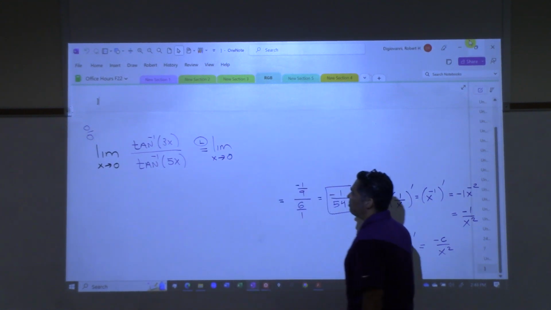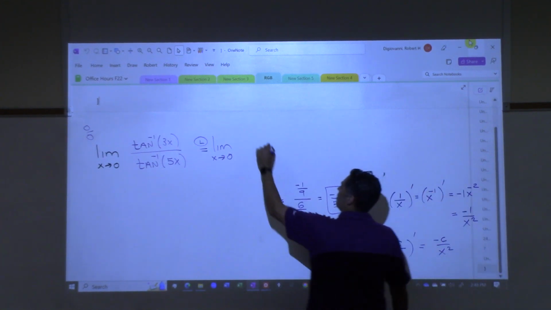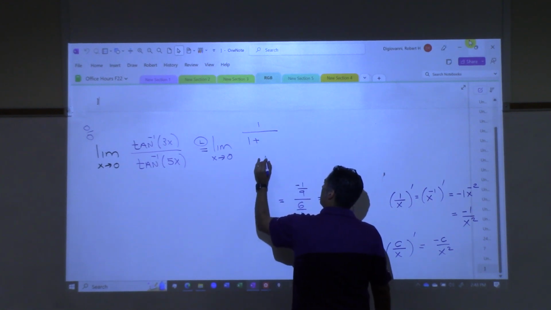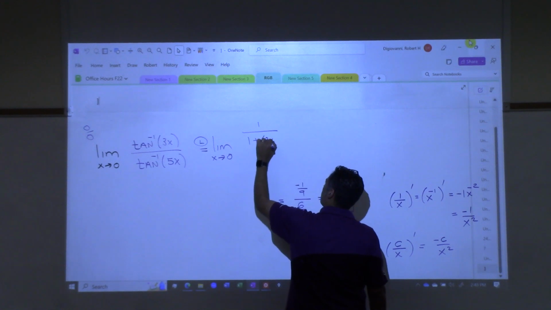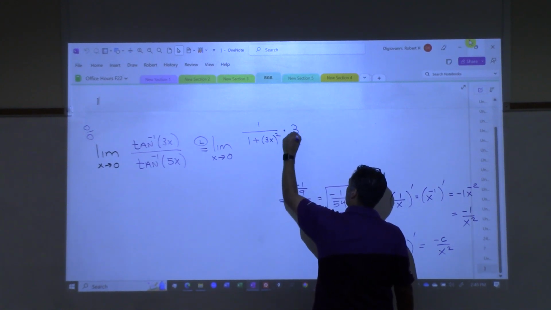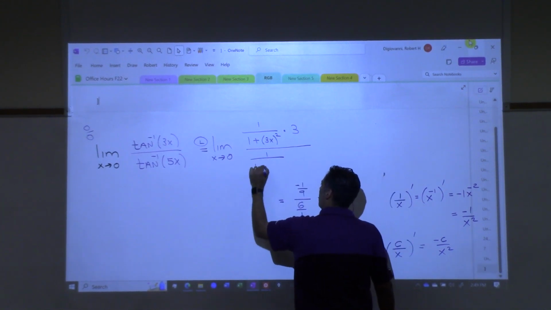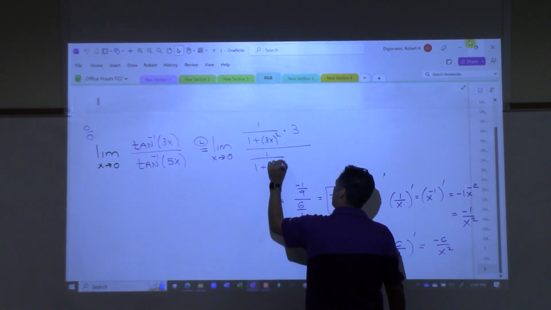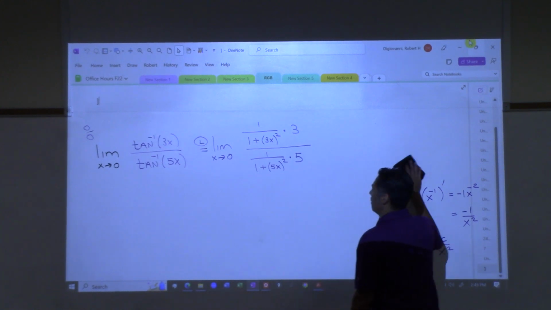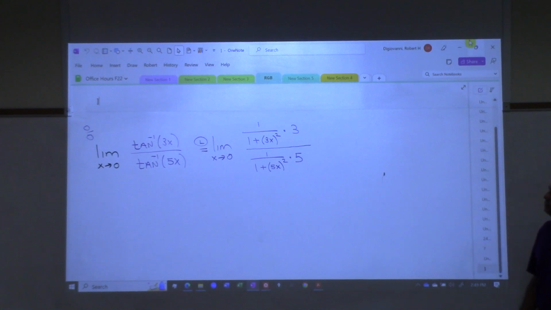All right, be careful. What's the derivative of the top? We just learned that today, didn't we? 1 over 1 plus, we're going to take the 3x and square it, which is going to become 9x squared. But then times what? 3. Don't forget chain rule. Over 1 plus. The 5x is going to get squared, but then times 5. You'll see that?